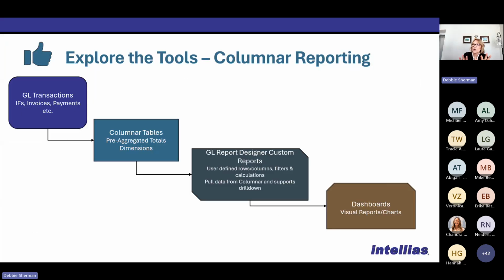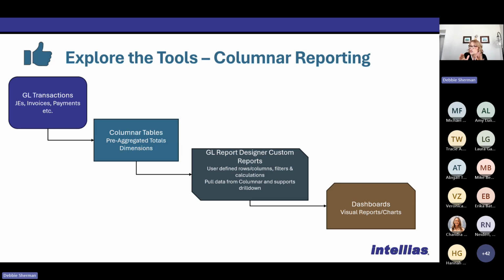So Columnar works a little bit like this. This diagram is a visual workflow of how the data resides within the system. GL transactions contain our raw transactional data. These are the journal entries that we enter every day, the invoices that are entered through AP or AR, payments that are made from AP, or receipts in cash and receivables. And then the columnar tables have a column-oriented structure with pre-aggregated totals that allow for fast retrieval of the data and include every one of your finance dimensions.